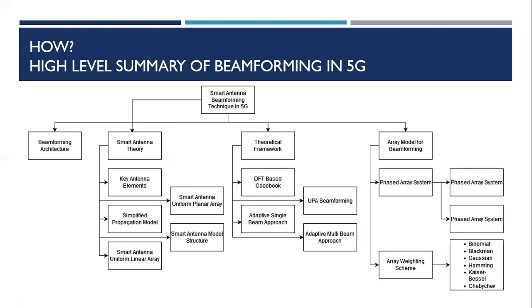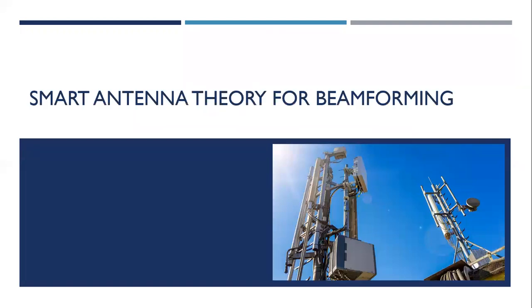And finally, we will talk about the array weighting scheme in order to calculate the weights for different key elements of the array of the smart antennas using different schemes, namely binomial, Blackman, Gaussian, and all of these. And then, once we have concluded on that, we will talk about the simulation within the context of beamforming. For the simulation, I performed two simulations for this case study. The first one is a simple demonstration of the beamforming, and the second one is in the context of hybrid beamforming. Right. So moving on with the smart antenna theory for beamforming.